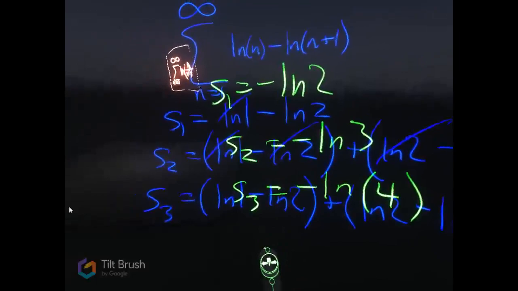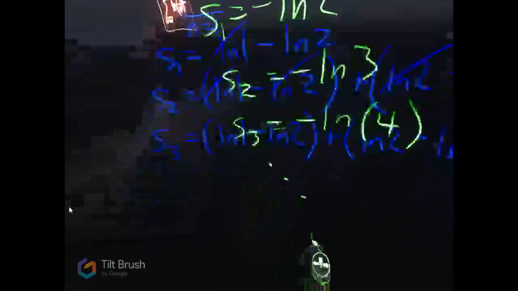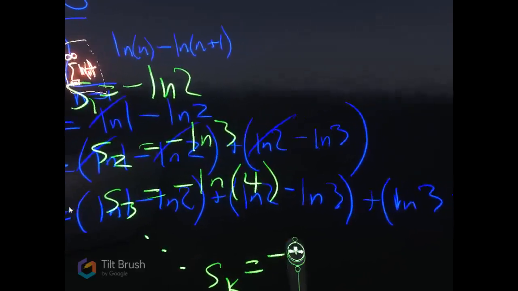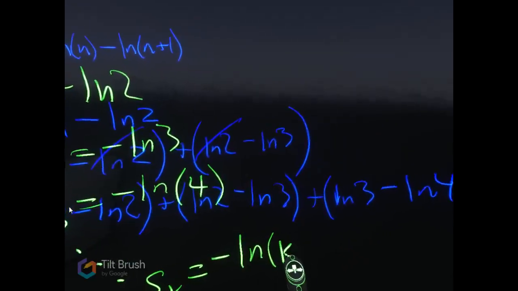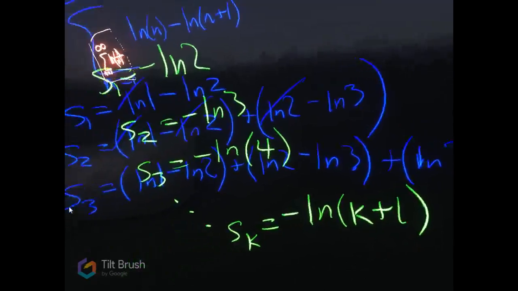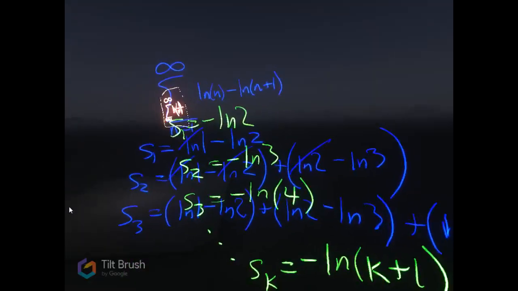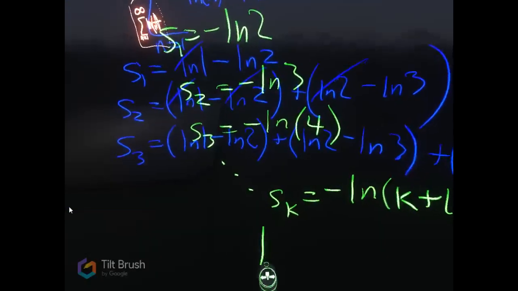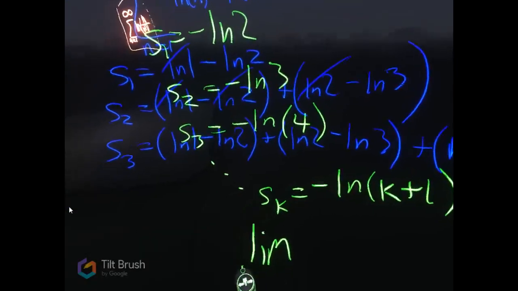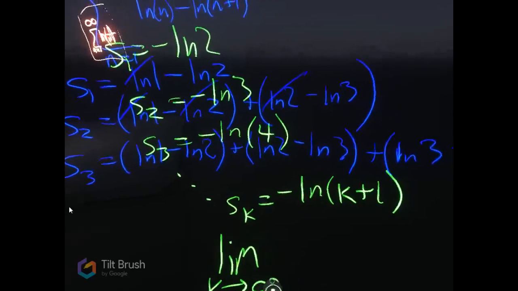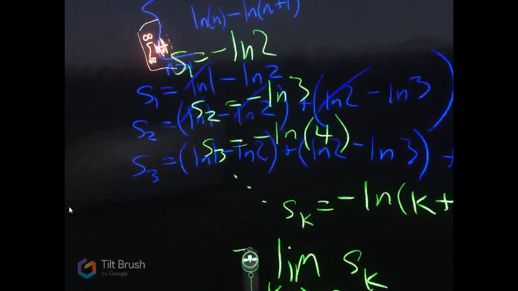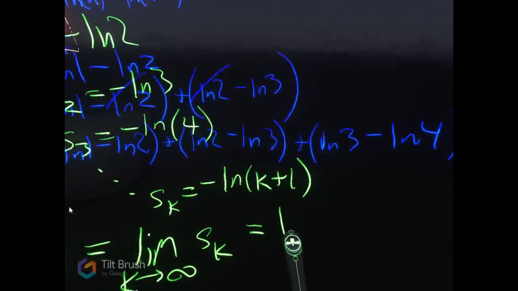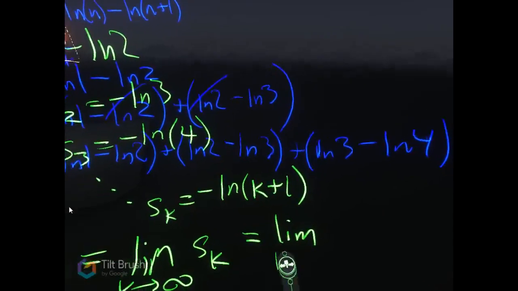So then we just go dot dot dot. I think S sub k is negative ln of k plus 1, right? We look at the pattern, we recognize the pattern, we say, let's just do that. Which is sometimes commonly noted as S. And this is the same.